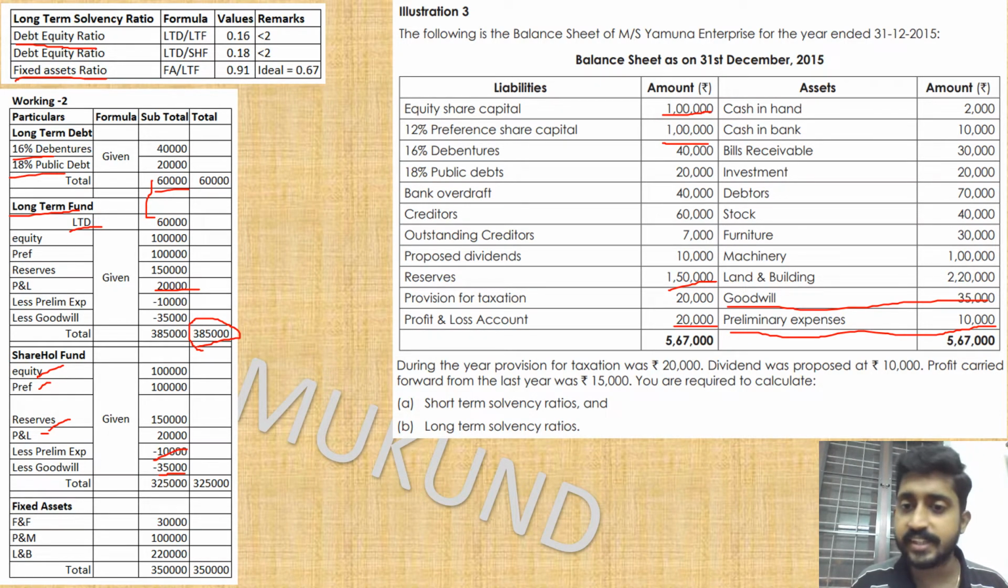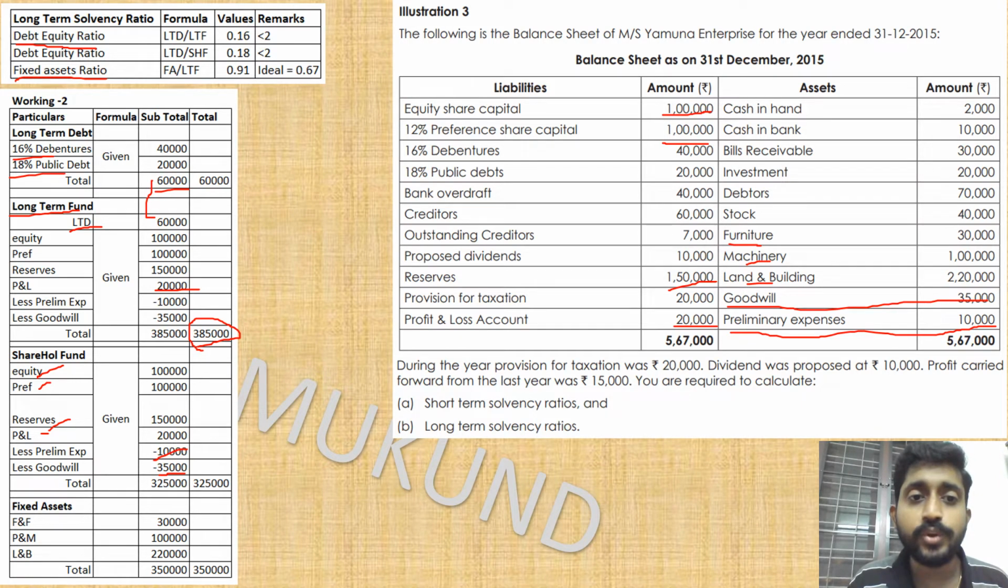Next, fixed assets, that is given. Furniture is a fixed asset, machinery is a fixed asset, land and building is a fixed asset. Total, you can find the fixed assets. Now what we have to find? So debt equity ratio, there are two formulas: long term debt divided by shareholders fund, or long term debt divided by long term fund. Okay, so we can apply it.